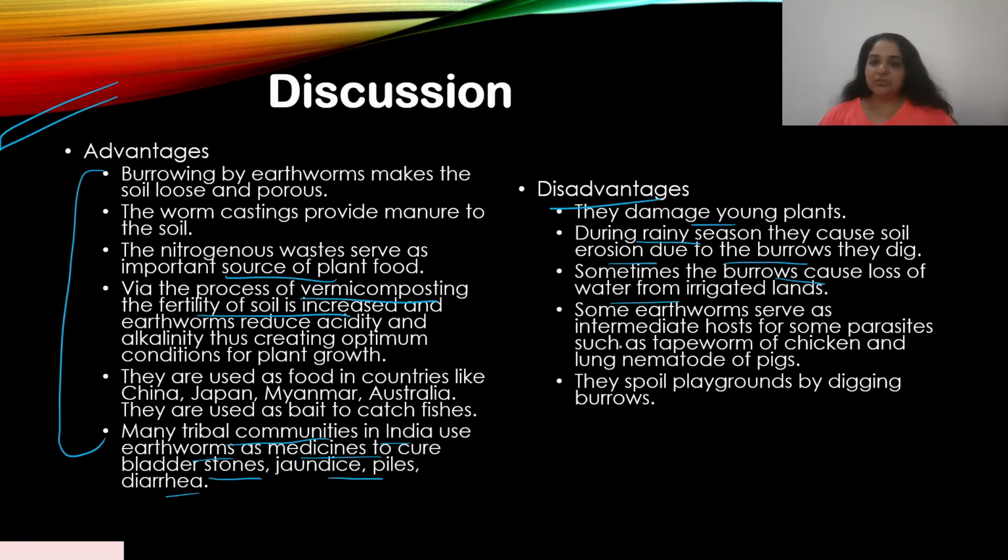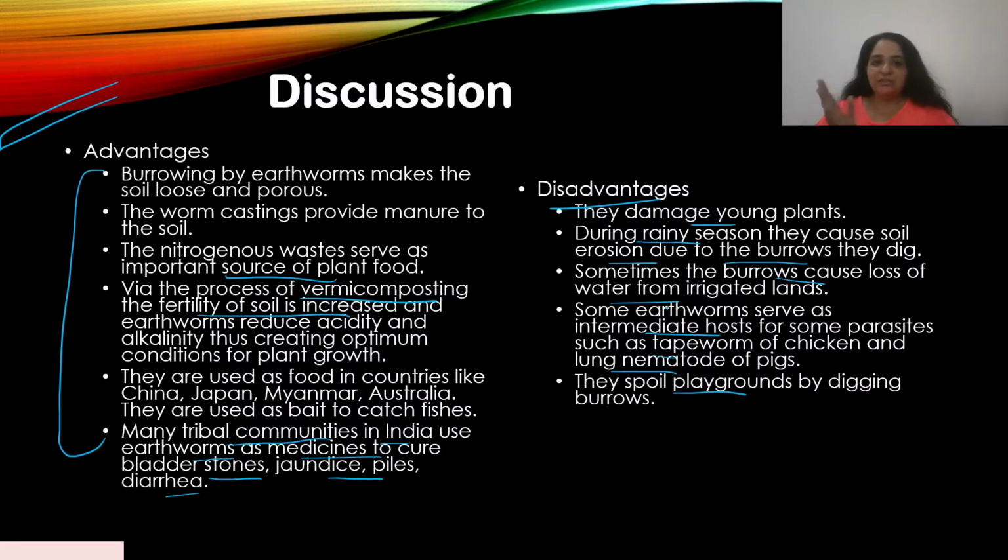Now, some earthworms serve as intermediate hosts for some parasites. Okay, so we've already discussed human health and disease, where I've discussed how parasites tend to occupy hosts and perform their life cycle in that. So some earthworms serve as intermediate hosts for some parasites such as tapeworm of chicken and lung nematode of pigs, and they also spoil playgrounds by digging burrows.